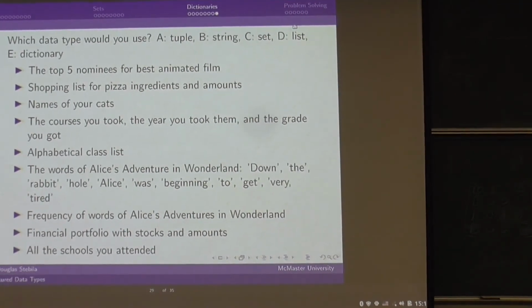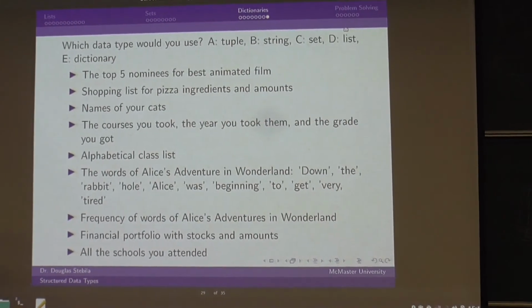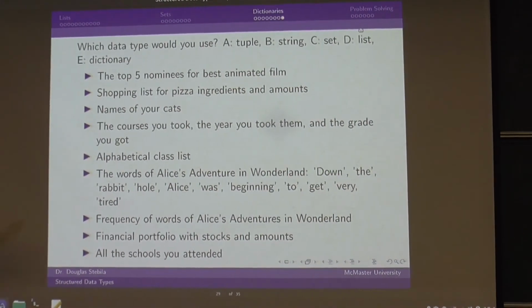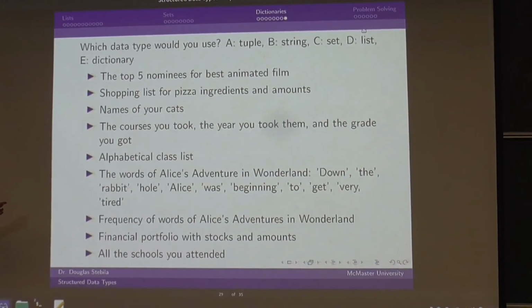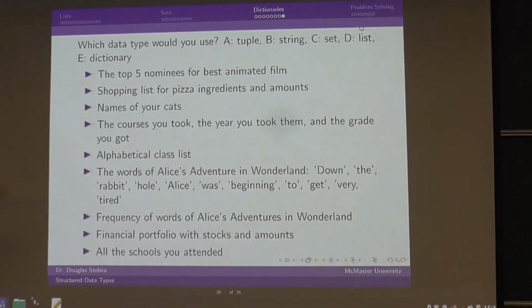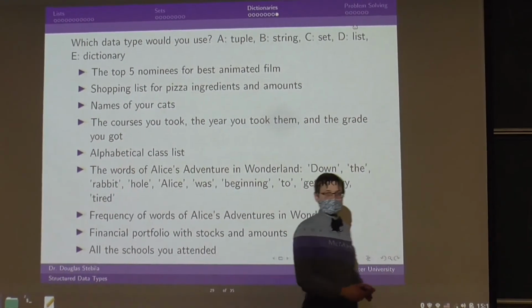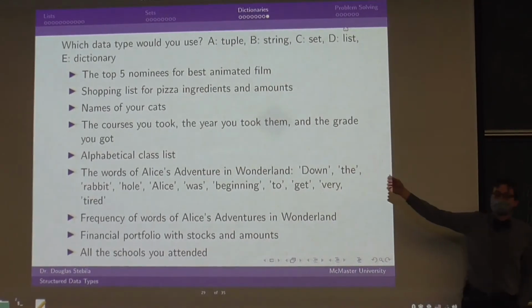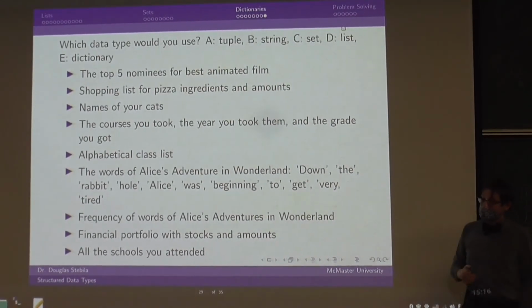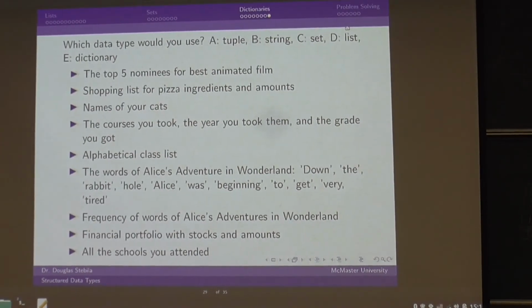Yeah. So the top 5 nominees, right? Here's the question to consider: is there an ordering? Not yet. They're just the nominees. Once the winner has been selected, then you have an implied ordering. So actually, a set would be fine for this as well. But again, pretty much any data structure will work if you use it correctly.